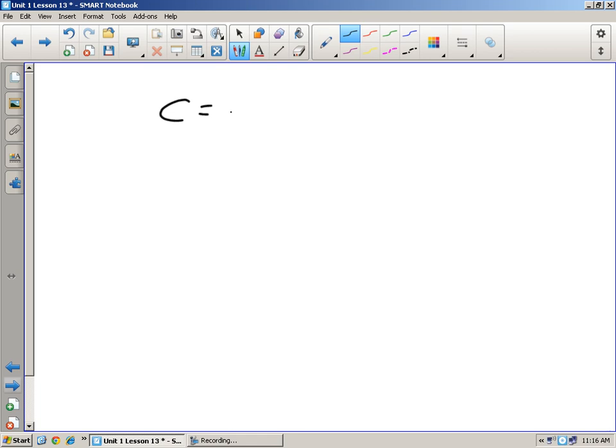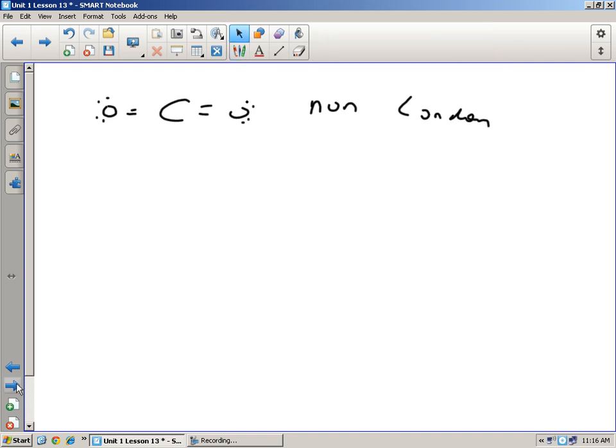I don't know what's left. CO2 maybe? You know, we've drawn this one before. AX2, linear, non-polar, London. Okay? Is what you want to have for that one.